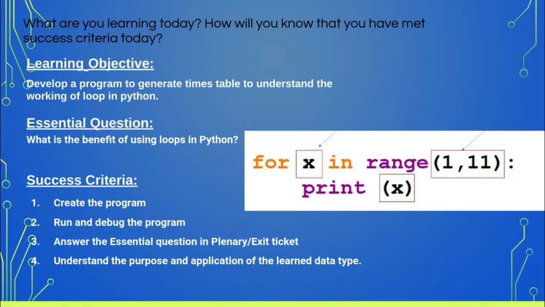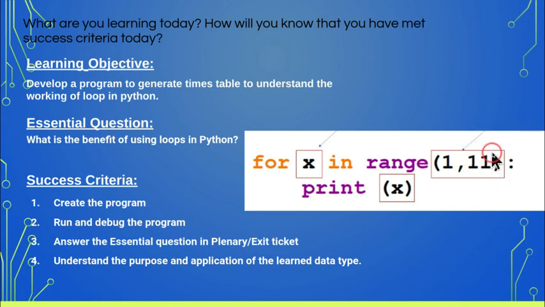Range is a special function available in Python which helps us decide how many times the loop would run. If you look at this syntax of the for loop, you can see for x, where x is the name of a variable, in range 1 to 11. So how many times will x run? 1, 2, 3, 4, 5, 6, 7, 8, 9, and 10.